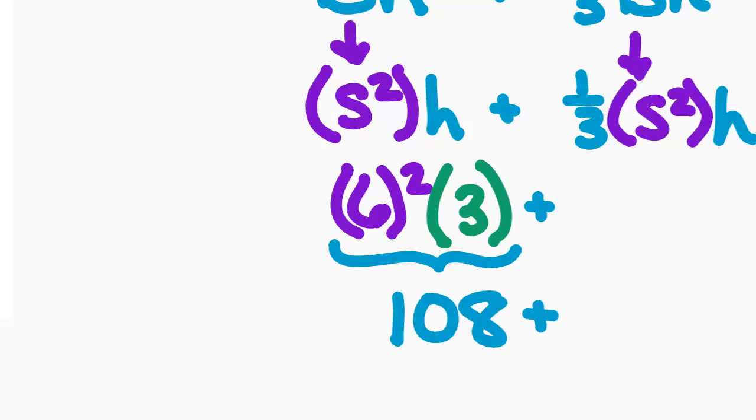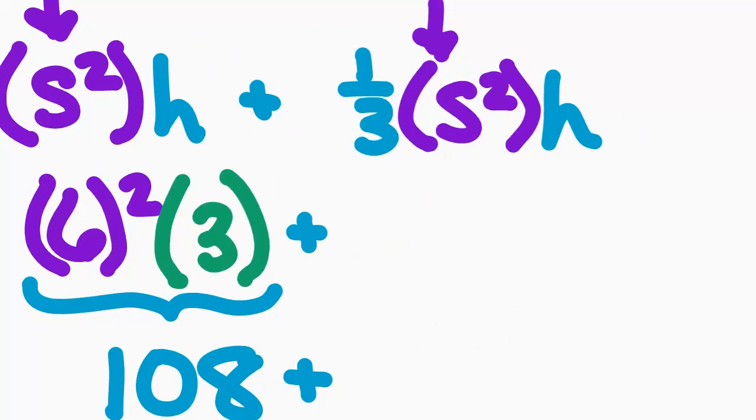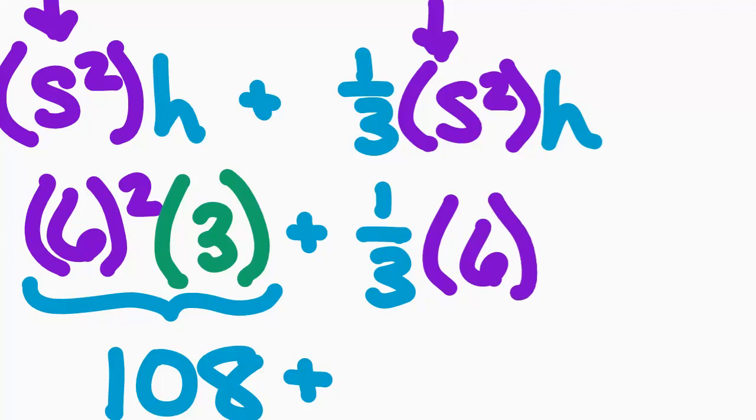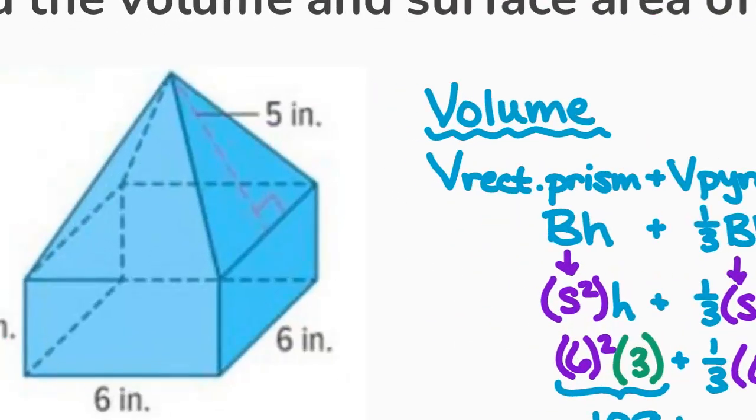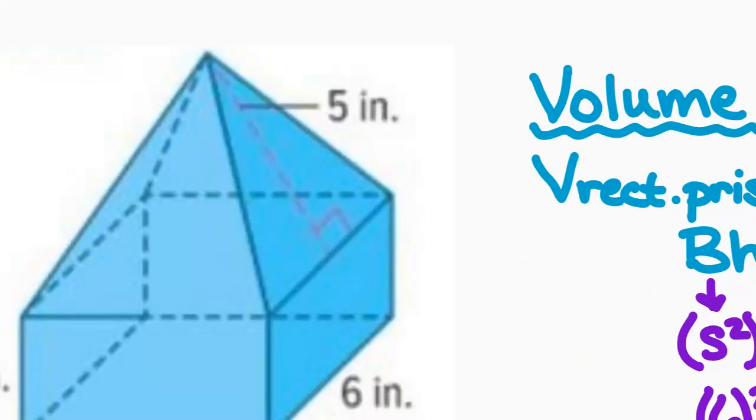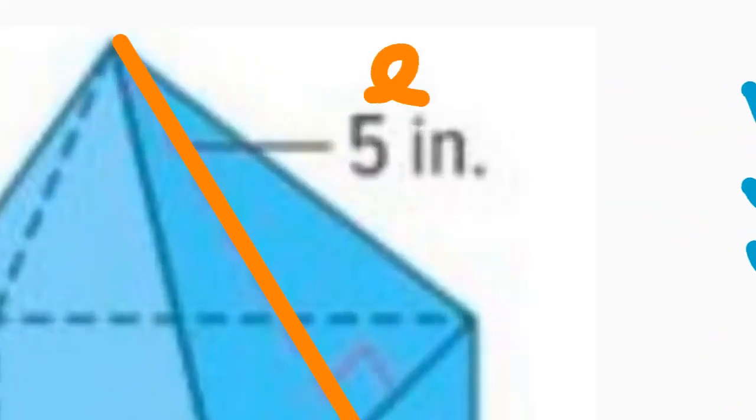And now we need the volume of the pyramid. So we have 1/3. How big are the sides of the square of the base for the pyramid? 6. So 1/3 times 6 squared. And now I need the height of the pyramid. Do I have the height of the pyramid? No. What did they give me? What's that 5 then? That's the slant height. Notice it's coming down that lateral face. It might be a little hard to see on your paper, but up here, they've got those dashed lines there. That means this 5 inches is my slant height.